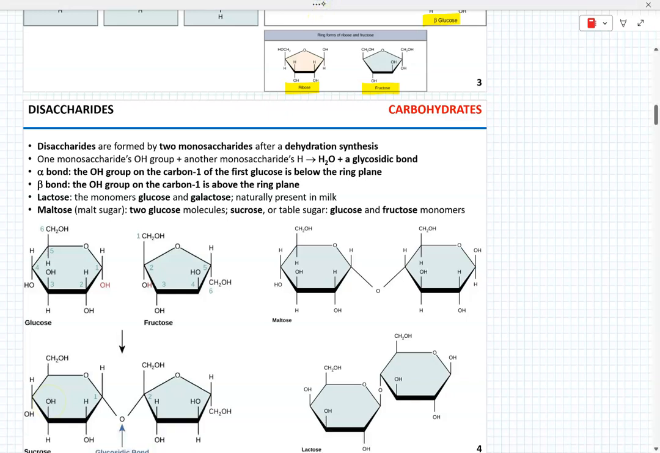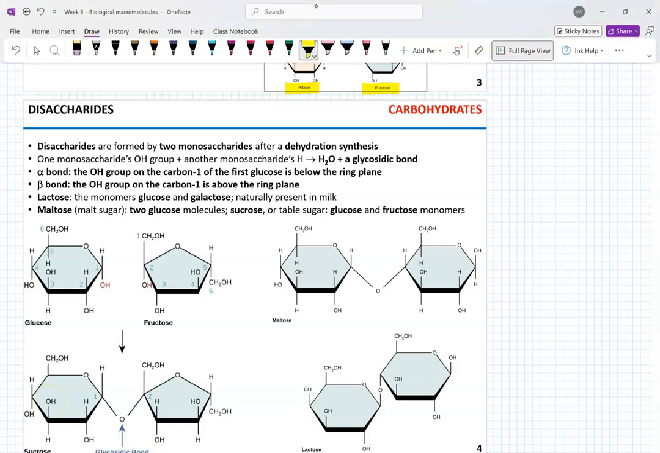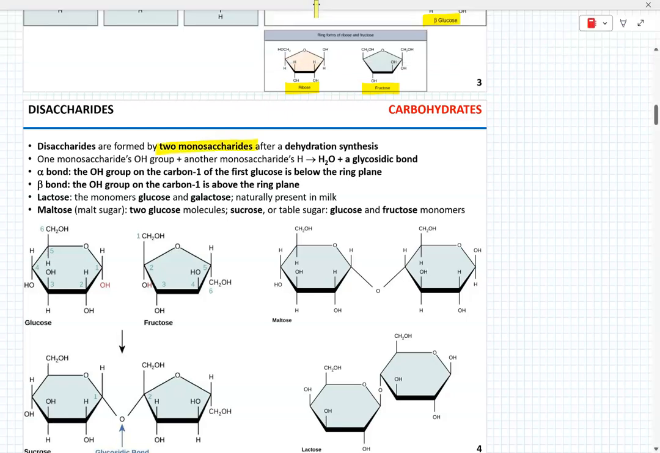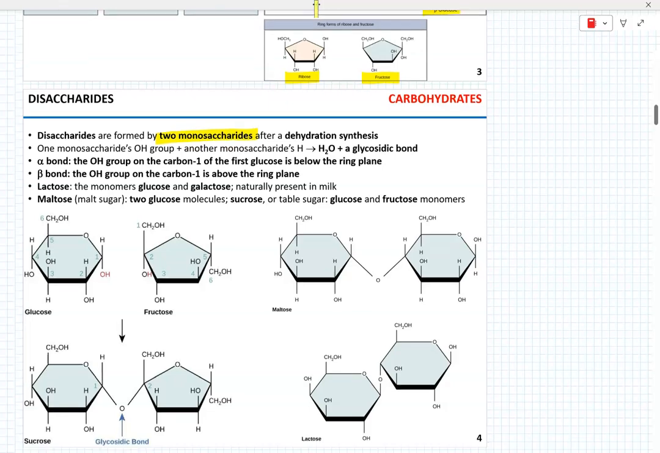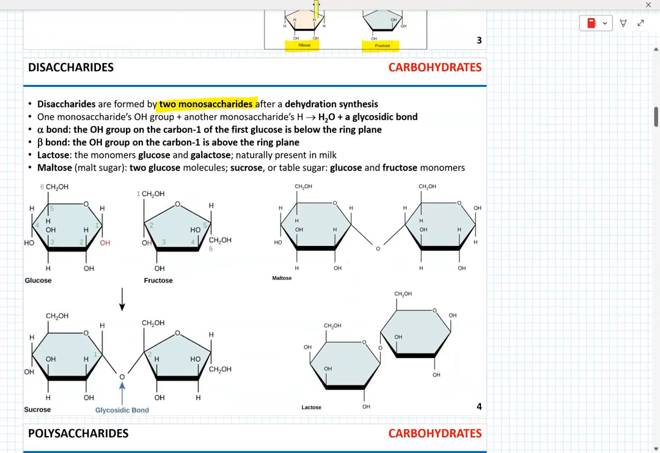Disaccharides are molecules that are formed by 2 monosaccharides, either same or different, and they are formed like other biological molecules in the reaction of a dehydration synthesis. In this reaction, as you may remember, the hydroxyl group of one monosaccharide combines with the hydrogen of another, forming what's called a glycosidic bond and releasing water.